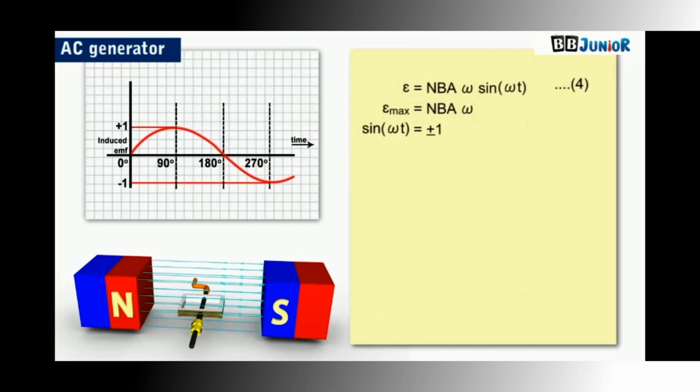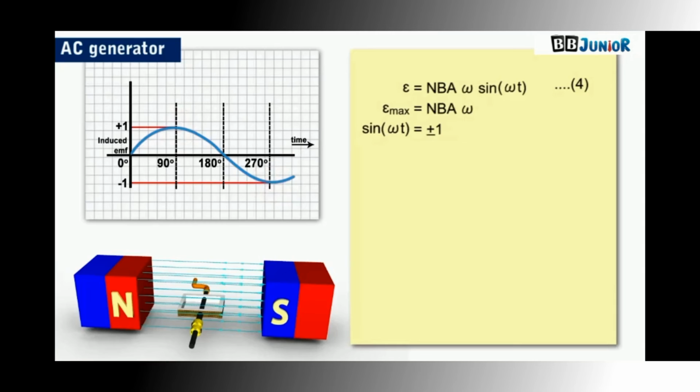As the value of the sine function varies from +1 to -1, the sign or polarity of the EMF changes with time. Accordingly, the direction of the induced current changes periodically. For this reason, this current is called an alternating current.